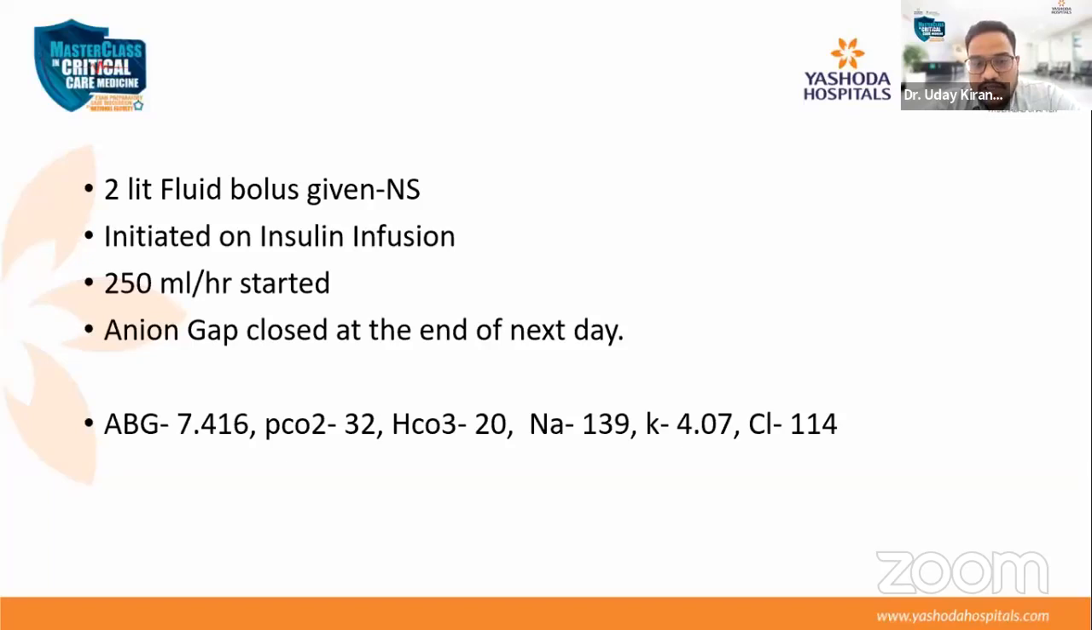Initially it was a high anion gap metabolic acidosis. Upon fluid resuscitation and insulin therapy, urinary ketones were negative, and the anion gap closed at the end of the second day. So why did it take so long to close the anion gap? The patient came the previous night, sir, so by the next day evening the anion gap was closed. I'll rephrase the question: what is causing the anion gap here?